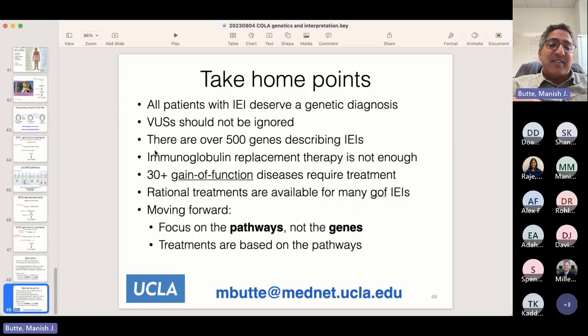You really want to be able to identify the gain-of-function disease, test it biochemically, and then pick rational treatments based on the gain-of-function diseases. And there are many, many, whether it's an IL-1 blocker like canakinumab or anakinra that you might use for the inflammasomopathies, or interferon blockers for the STATs, or cytokine blockers for other STATs, et cetera, et cetera. There are lots and lots of rational treatments now, and you're going to be able to employ them to help your patients in a lot of cases more than just the immunoglobulin replacement therapy could have offered. But the way to get to that is focusing on pathways, not on individual genes, and then pick treatments based on the pathways.